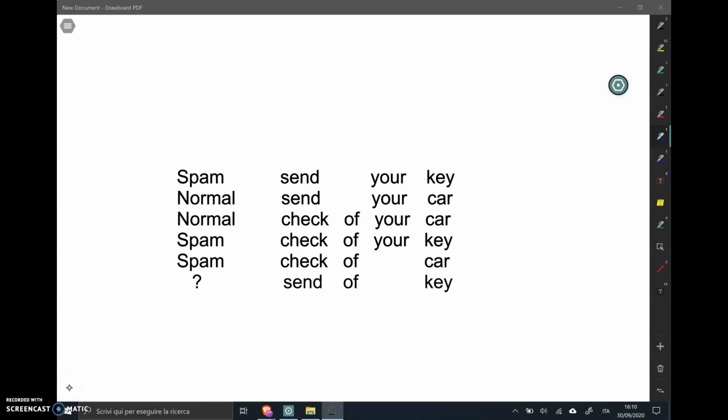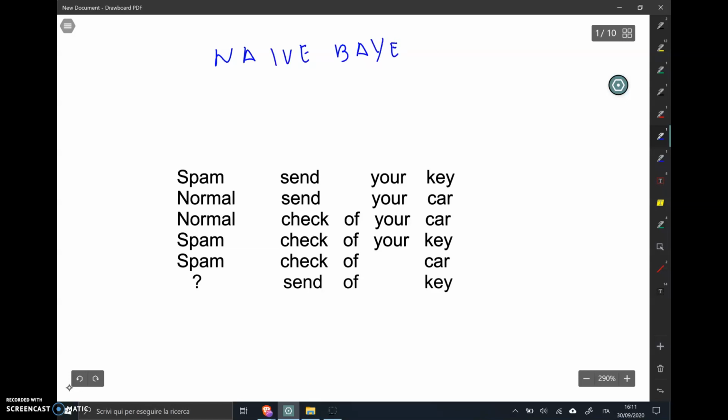Dear all, this is a brief introduction on what we call naive Bayes. Bayes because it's a procedure that uses Bayes theorem, naive because it's one of the most simple procedures that use Bayes theorem. This type of technique was born in, and is essentially used in, problems of classification.